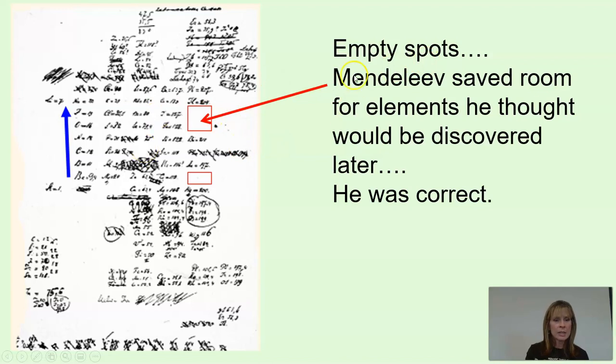Okay, here is a picture of what Mendeleev's first periodic table looked like. And what you see here is an empty spot. That empty spot is where Mendeleev knew that there had to be an element that existed, but he didn't know what it was, so he left those spots where he knew something would go there. And he was right. Later on, we discovered those elements.